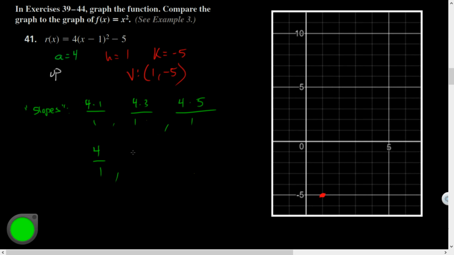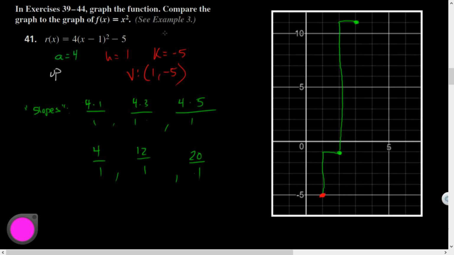So we're going to go up 4 over 1, up 12 over 1, up 20 over 1. We'll see how much we can even fit in here. Oh, it looks like I'll fit it. So up 4 and over 1, plot a point. And then up 12 is going to bring me all the way to positive 11 and over 1.